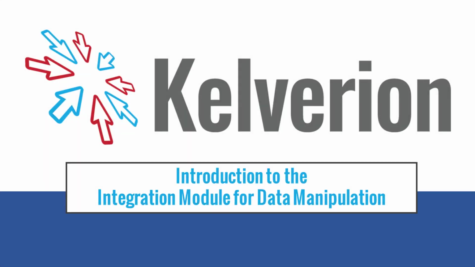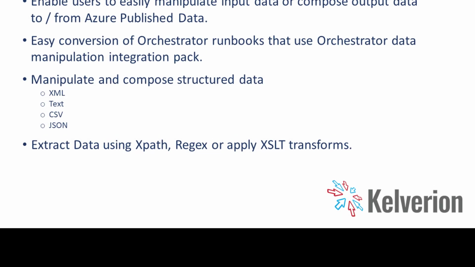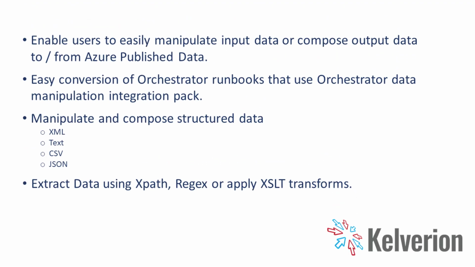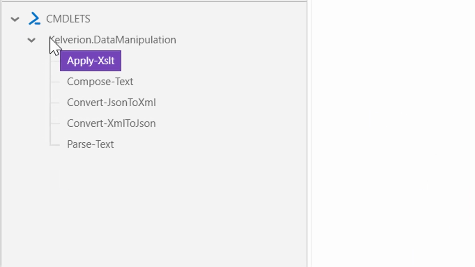Welcome to this introduction to the Kelverion Integration Module for data manipulation. The Integration Module for data manipulation allows you to process and create structured text for Azure automation. It uses the same format files as our Orchestrator Integration Pack, so it's easy to convert from Orchestrator to Azure Automation runbooks. Okay, let's take a look at the integration module in Runbook Studio.